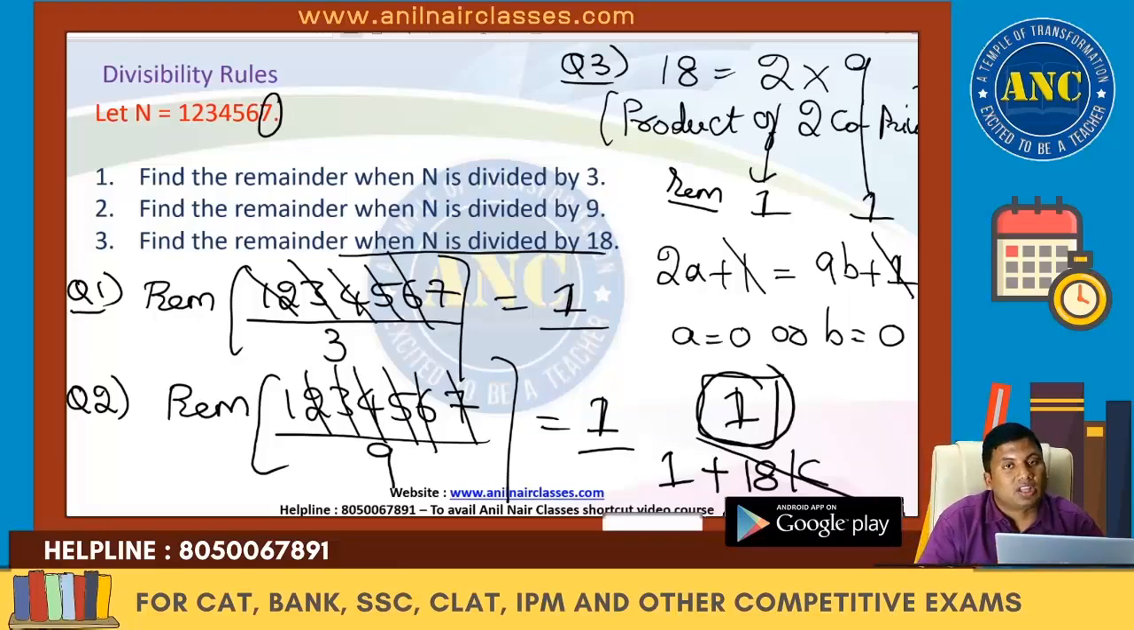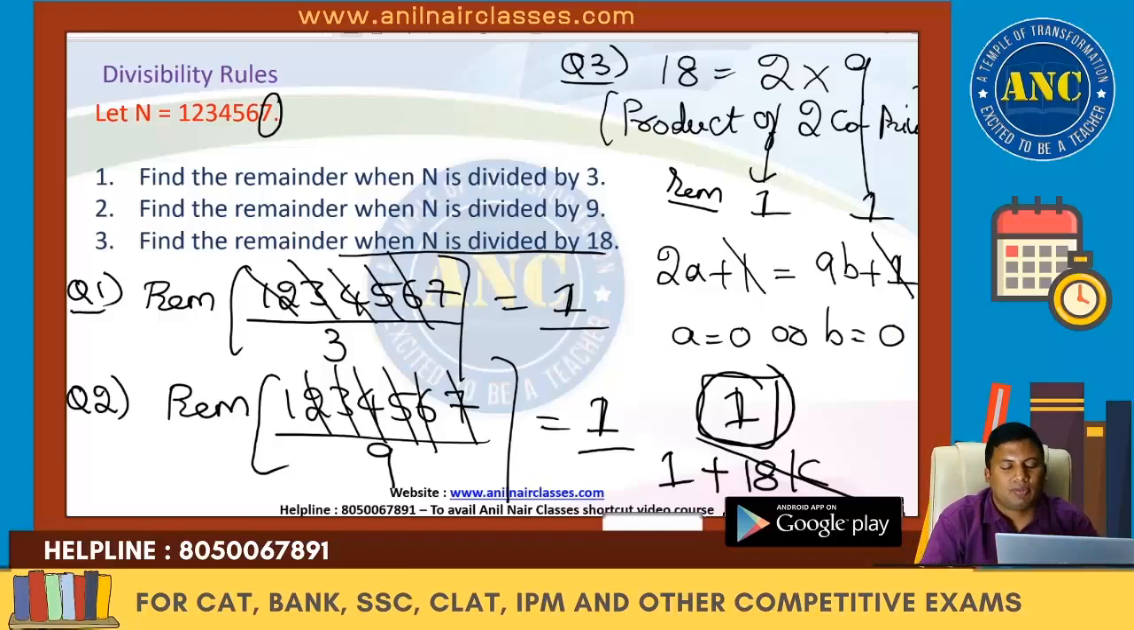Again I am explaining the third question. Find the remainder when a number is divided by 18. First of all, 18 is a composite number. Second step, I wrote 18 as a product of two coprimes, 2 and 9. Step 3, I know the divisibility rule for 2: the unit digit should be divisible by 2. 7 divided by 2 gives a remainder 1. I know the divisibility rule for 9: the sum of the digits should be divisible by 9. I did the sum of the digits and got a remainder 1.